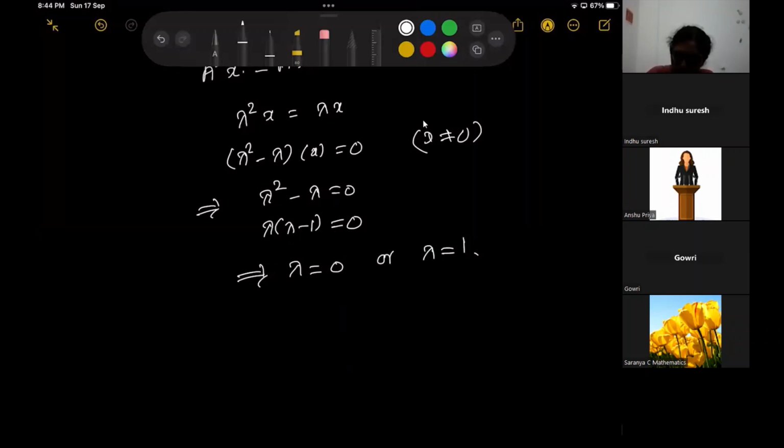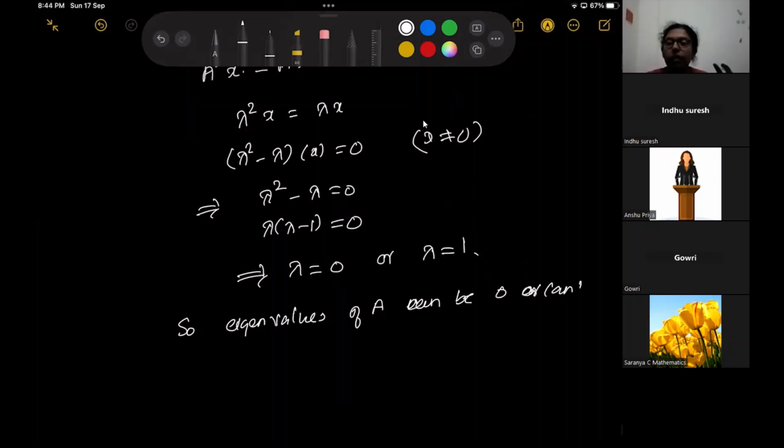So eigenvalues of A can be 0 or 1. Here what I'm saying is it can be 0 or 1, or it can be 0 and 1.